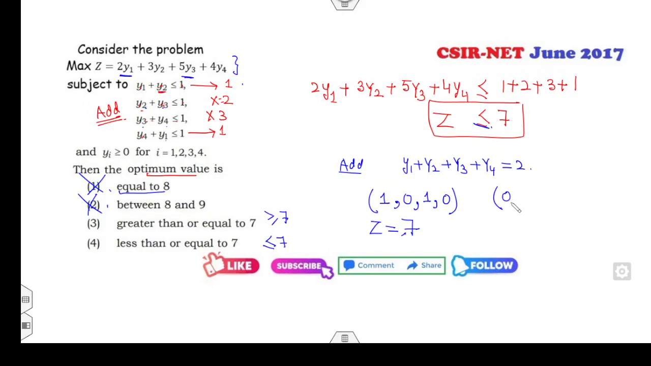And if you take y1 as 0, for example, then y2 will be 1. Fine. If y2 is 1, y3 will be 0. If y3 is 0, y4 will be 1. Corresponding to this case, the answer of z is also 7. So it cannot be greater, but they are equal also. Yes, the third is the right answer. The fourth is also the right answer. C and D are the right answers of the problem.